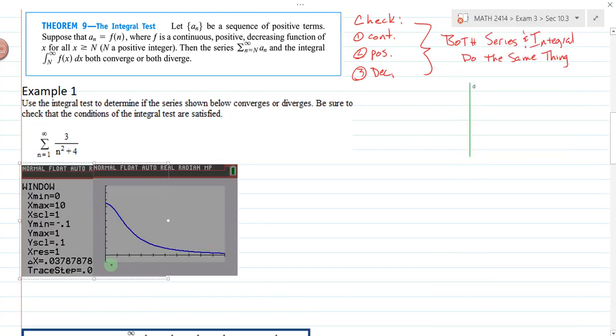I scaled my axis so that this would be 1, and this series starts at 1, so what I'm looking at is what the function is doing after that point at 1. Well, when I graphed the argument of this series, I see that my function is continuous, it is positive, meaning it's above the x-axis, and it is decreasing for x greater than or equal to 1. So these three conditions are satisfied.